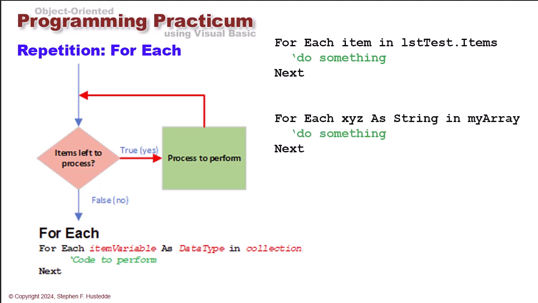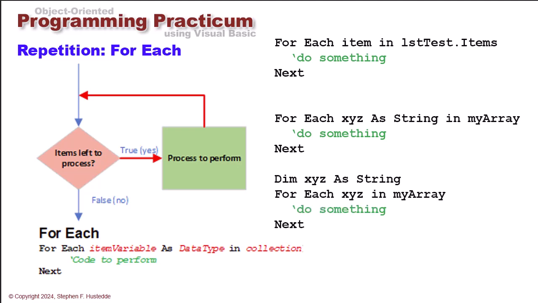We can specify a data type for each XYZ as string in my array. We want to do something. Or we could specify the data type as a string data type before the array. So in the third example here, dim XYZ is string, and then for each XYZ in my array. So those are two ways of writing the same thing. Let's take a look at an example.